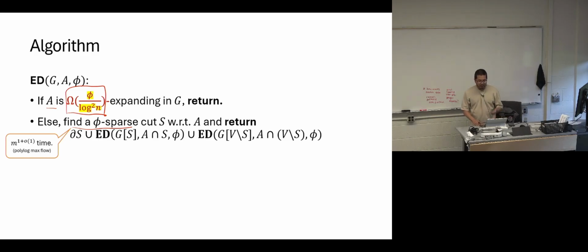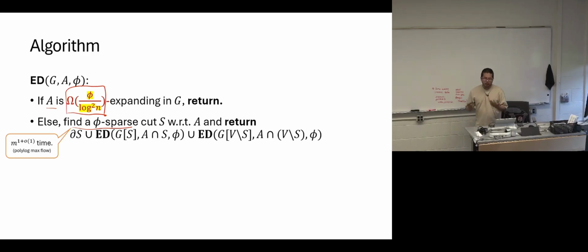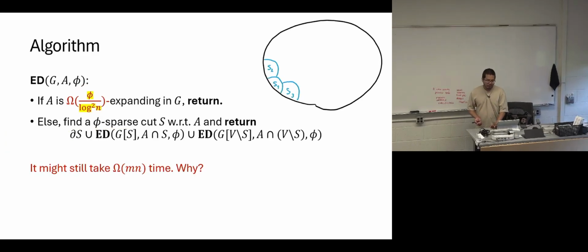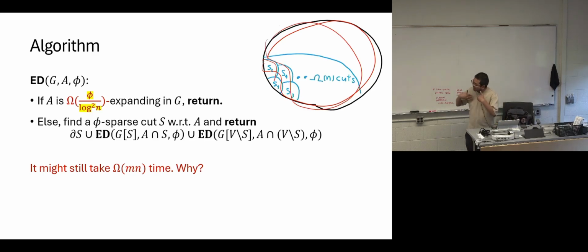But even if we can find a single sparse cut fast, it doesn't mean that you can get expanded decomposition fast, right? Because you find a cut, you recurse here, you find a little cut, recurse here. You just need to recurse. The recursion depth is like n, so that's bad.